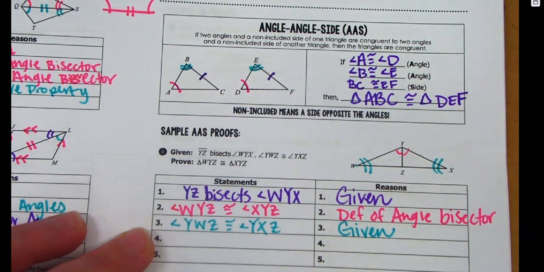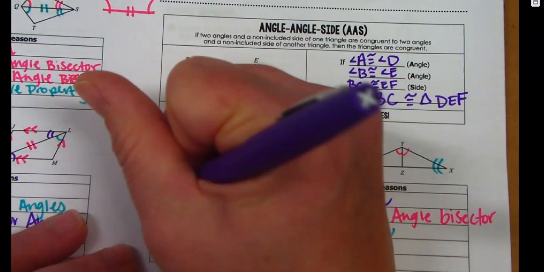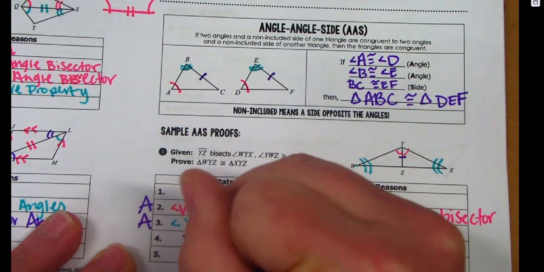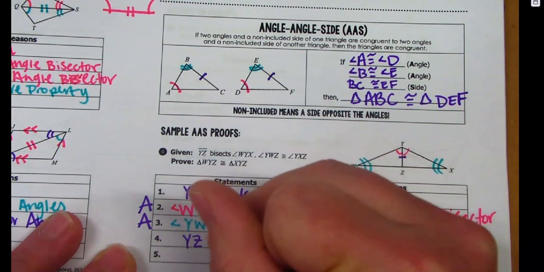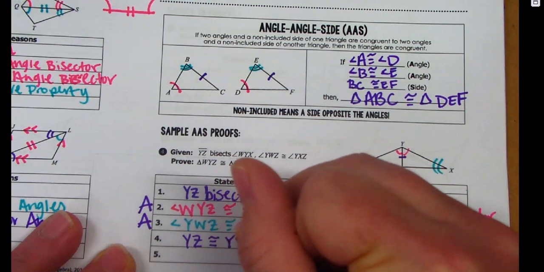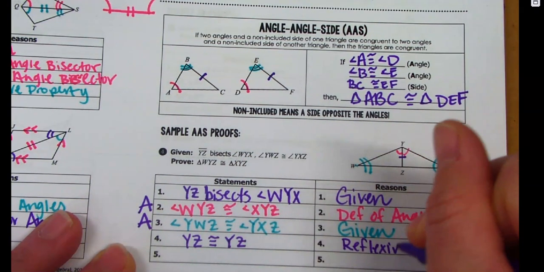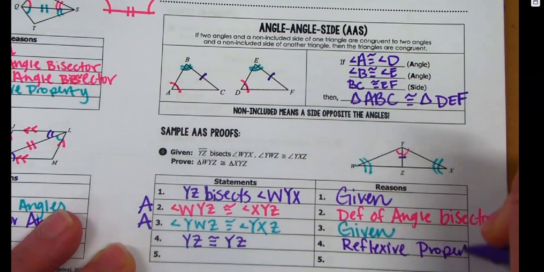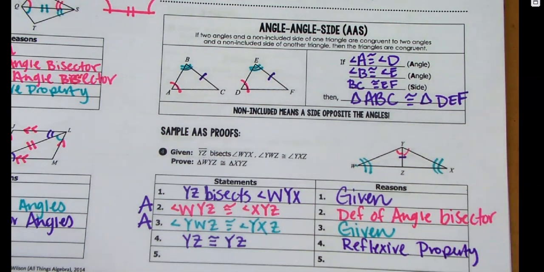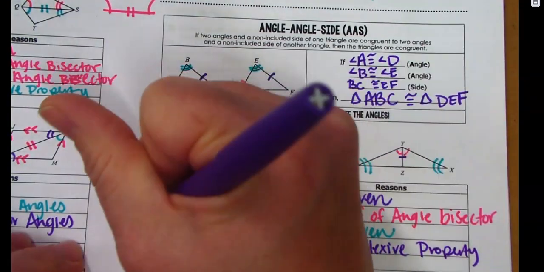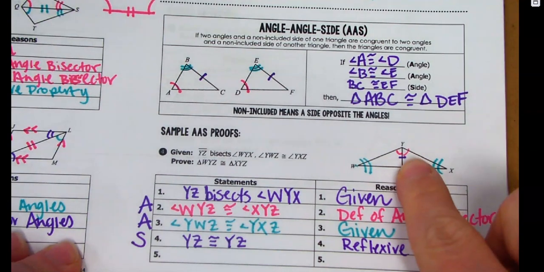There's one more thing that we need to know. We know about an angle. So we need to know about a side. The side that we know about is the one that they share. So YZ is congruent to itself. YZ, that's the reflexive property. Okay, so that's our reflexive property. They are congruent to each other. That's our side. Now, that side is not included.